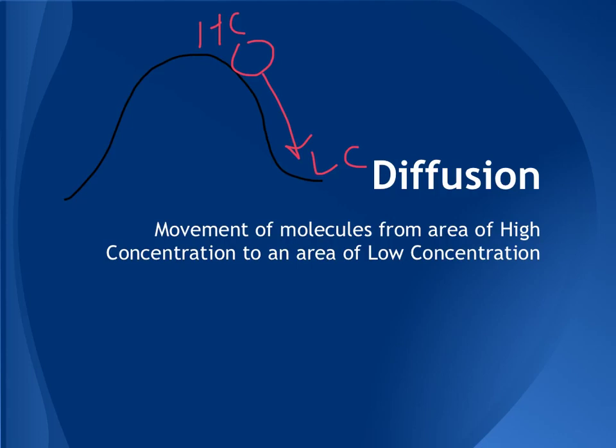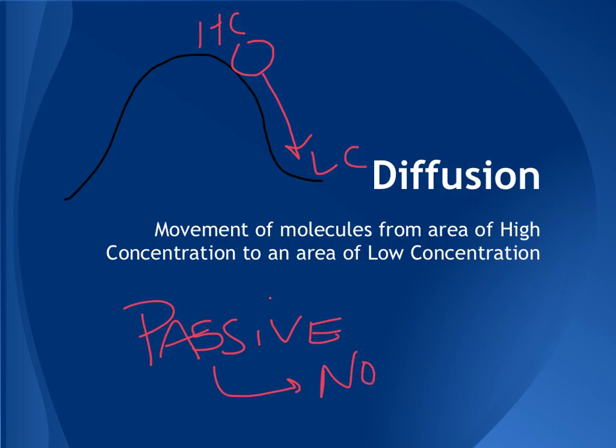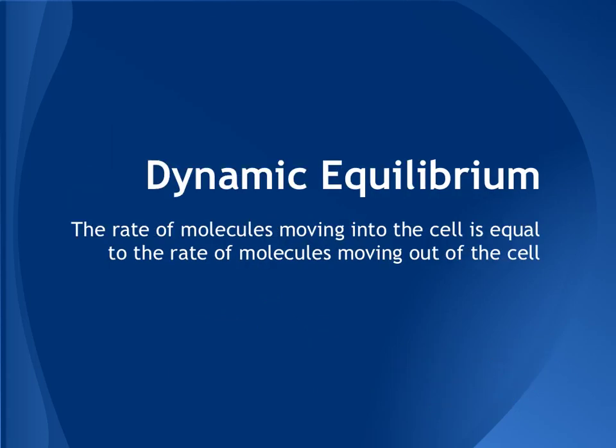You don't have to input energy to move that boulder because, metaphorically, gravity will do the work. As a result, we can say that diffusion is a passive process. And when I say passive, I mean that there is no energy required. No energy in the form of ATP. We'll be talking about ATP in a bit. Diffusion will take place until a dynamic equilibrium is reached.